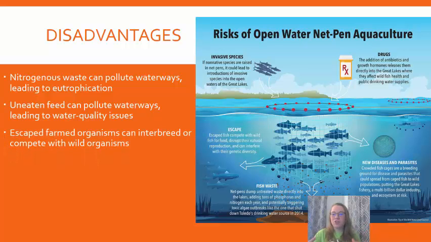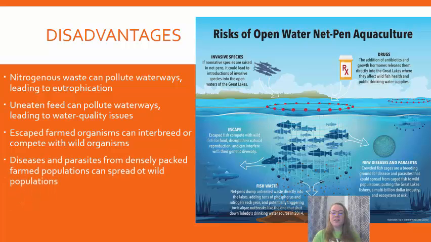And of course, if we're trying to farm fish in a specific location, perhaps they're not native to that area, and these nets are not completely foolproof. Fish are known to be rather clever and to escape from those pens. So that could lead to interbreeding and competing with the wild organisms. So that escaped fish does lead to some issues.